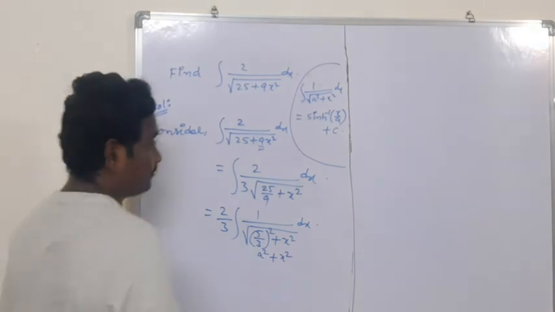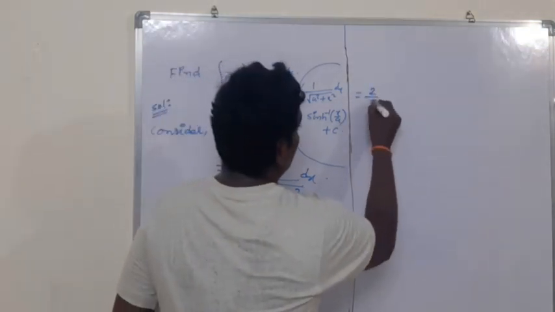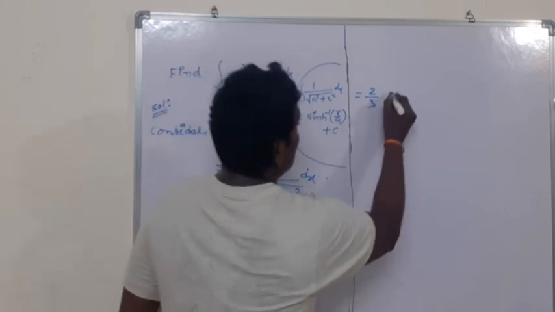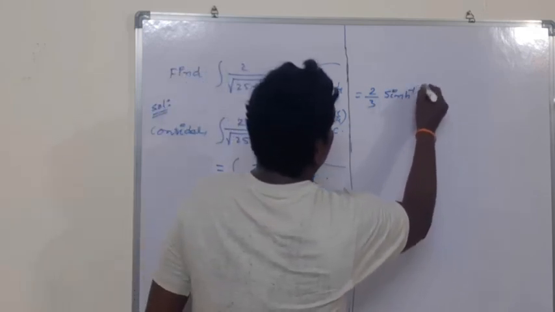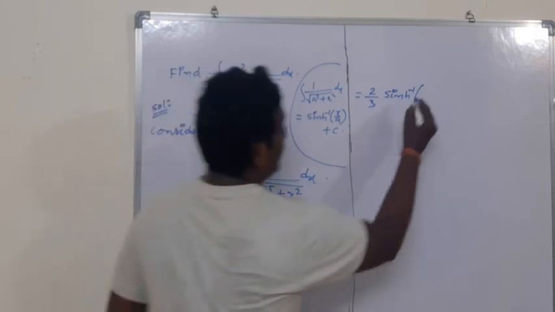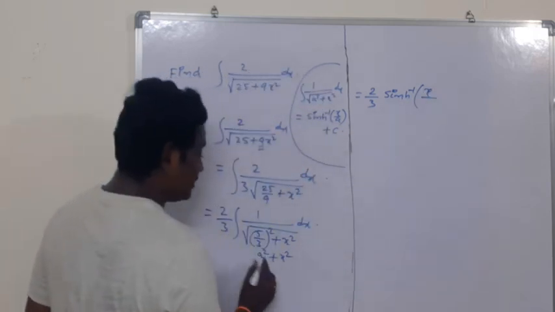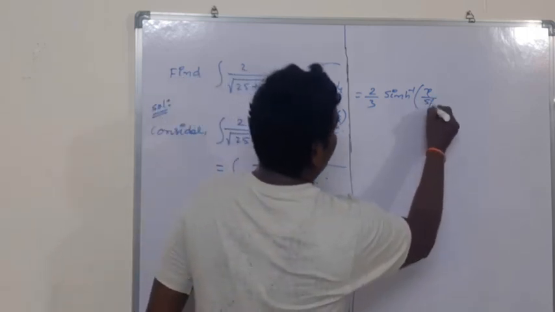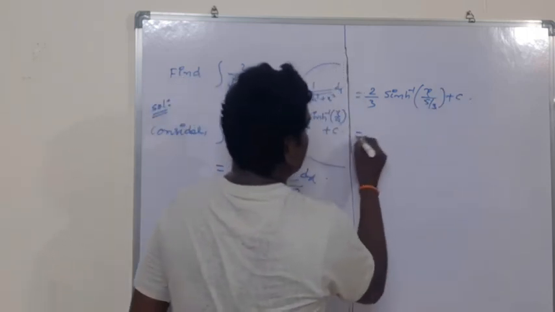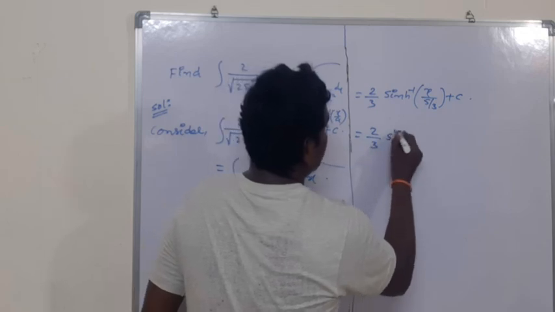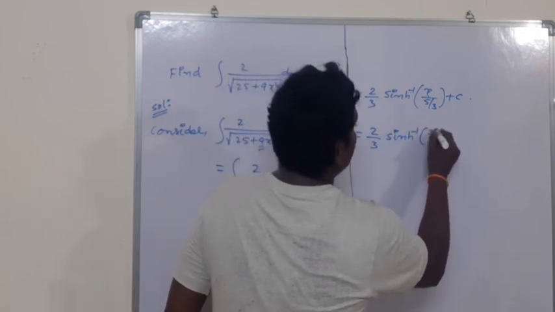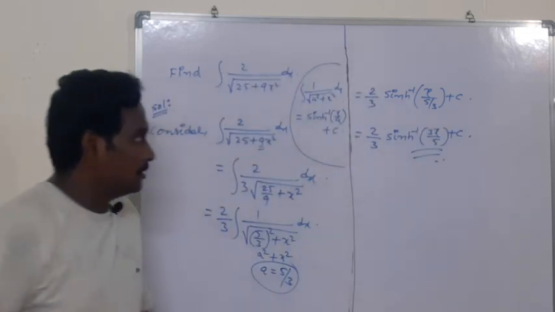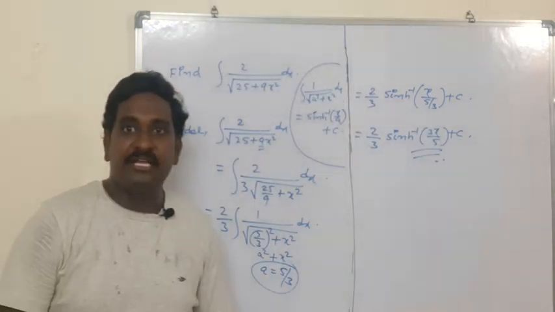Don't forget it. So that is equal to 2 by 3 into sinh inverse of x by a. What is the value of a? Here a is equal to 5 by 3. Don't forget. So x by 5 by 3 plus c. That is equal to 2 by 3 into sinh inverse of 3x by 5 plus c. Okay. This is the result of the given integration.